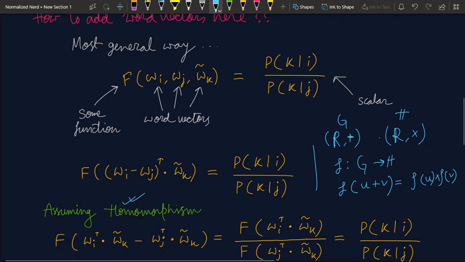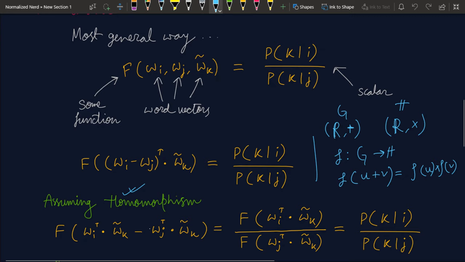And if we just assume that our function capital F obeys this homomorphism, then we can write something like this. And here you can see that they have used subtraction and division instead of addition and multiplication. Well, I hope you know that whenever we can perform addition, we can definitely perform subtraction. So they are basically the same thing. And for your better understanding, just assume that this whole part is U, and this whole part is V. So now this makes sense.